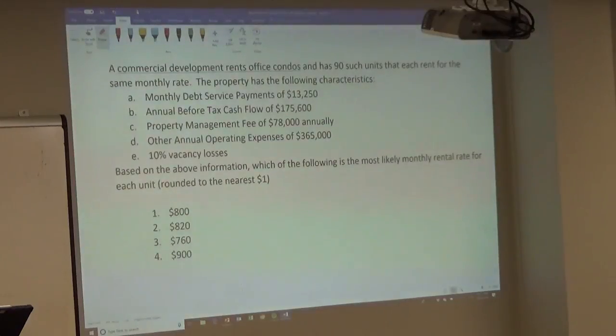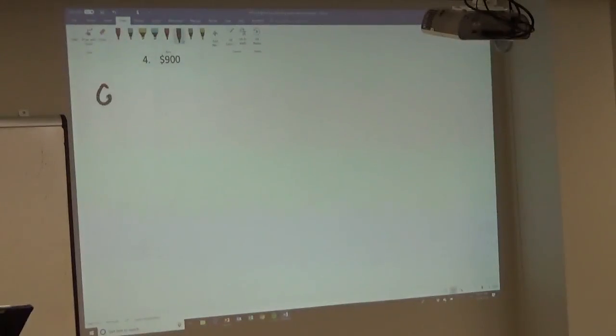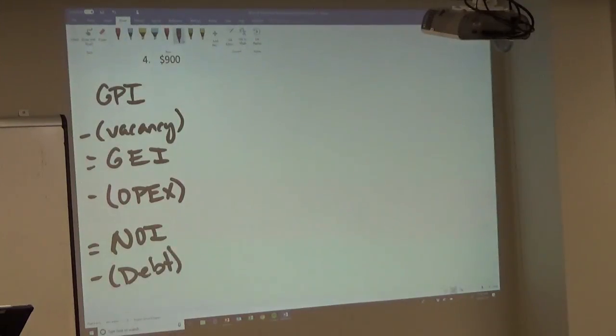So we got the same formula we've used in every other question, and now we're just going to look at it in a little bit different light. We're going to write it down: gross potential income minus any vacancy equals gross effective income, minus any operating expenses equals net operating income, minus any debt service, mortgage payment, equals before tax cash flow.